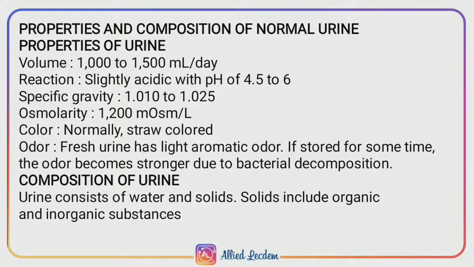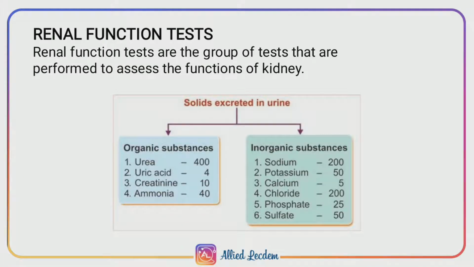Composition of urine. Urine consists of water and solids. Solids include inorganic and organic substances. Solids excreted in urine is divided into organic and inorganic substance. Organic substances like urea, uric acid, creatinine, ammonia, and in inorganic substance we can see sodium, potassium, calcium, chloride, phosphate, sulfate. Renal function tests are the group of tests that are performed to assess the functions of kidney.